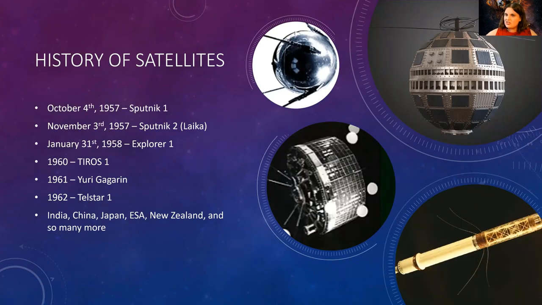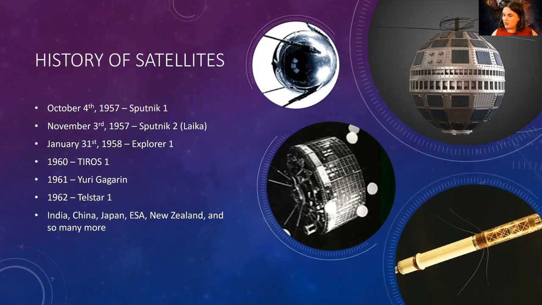So let's dive into the history a bit of how it all started for a satellite and how we got into the satellite race, so to say. It all started on October 4th, 1957, with the launch of Sputnik 1. Now, this was the height of the Cold War era, where Russia and the United States were kind of staring each other down to see who would be the first one to flinch. And Russia was the first one to launch a satellite into space to promote their superiority.